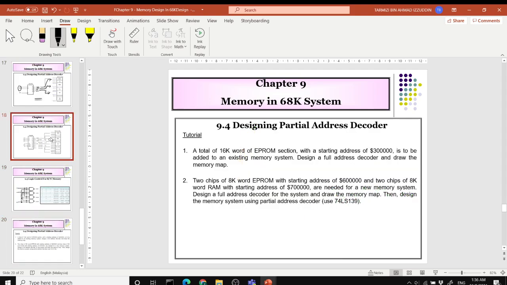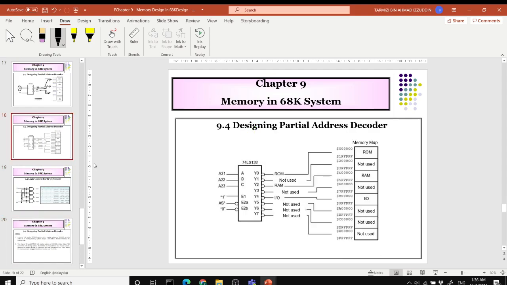Apart from the 74LS139, you have the 74LS138 which can be used. With the 74LS139, you can only select up to a maximum of 4 devices. So how about if you have many devices you want to connect with your 68K? You can use the 74LS138, which consists of 3 inputs, and because you have 3 inputs, you have a maximum of 8 outputs you can use.